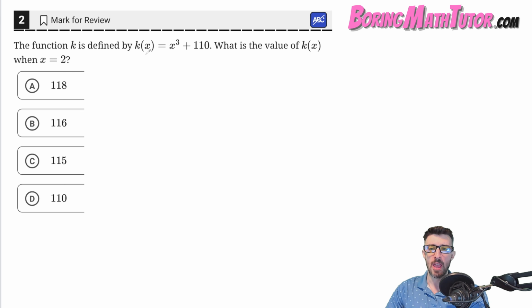We're moving on. The function k is defined by this. What is the value of k of x when x equals 2? Okay, I'll just replace this x with a 2. So now it's 2 cubed, which is 8, plus 110, which is 118.